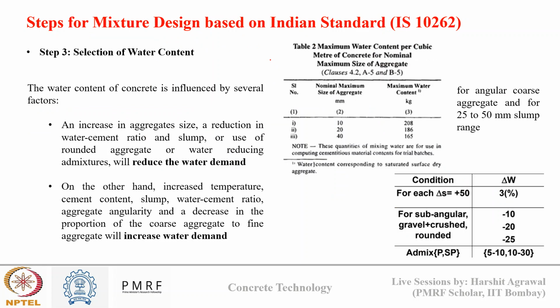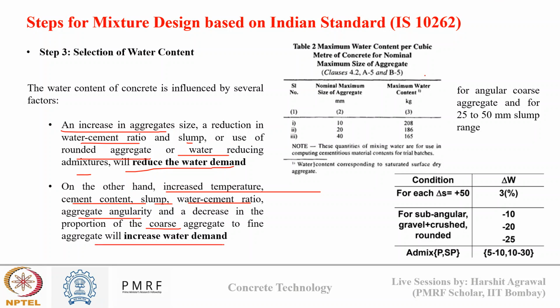Now, after this, the third step is selection of water content. Water content can be influenced by several factors. An increase in aggregate size, reduction in water to cement ratio or slump, or maybe use of rounded aggregates or water reducing admixture, they all will reduce the water demand. While increased temperature, cement content, slump, water to cement ratio, aggregate angularity, and decrease in proportion of coarse aggregate will increase the water demand.